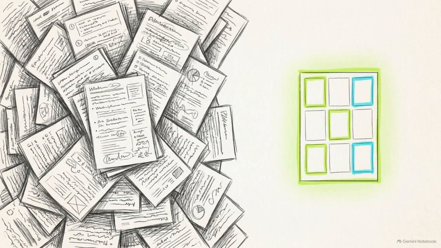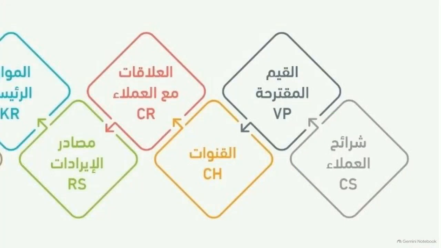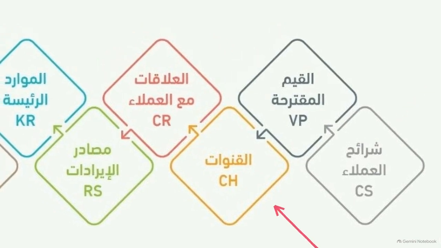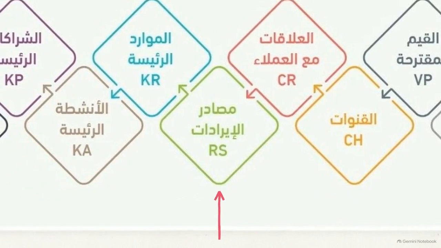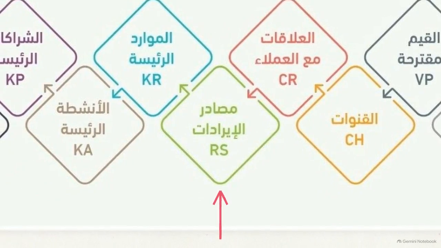Alexander Osterwalder and Yves Pigneur developed this model as a concise alternative to document-heavy business plans. Looking at this diagram, the right side defines the market. It identifies the customer segments you target and the value propositions that solve their problems. Connecting these are channels, dictating how value is delivered, and customer relationships, defining how the business maintains trust. These connections generate revenue streams, detailing the specific methods the business uses to collect money from its customers.